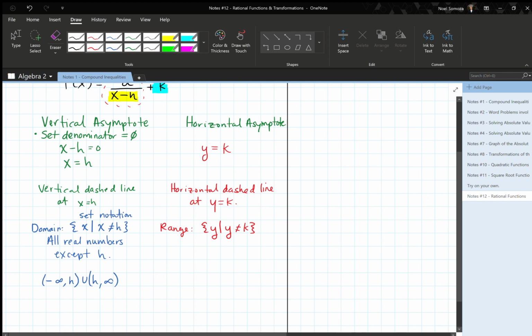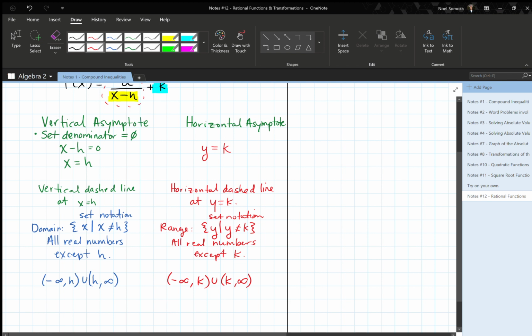So for range, here's our set notation. The way we can say this is all real numbers except k. Then we would write that in interval notation very similarly to the one we got for domain. So it's from negative infinity to k, not including k, but I want all the numbers bigger than k. So then from k to infinity, once again, not including k.